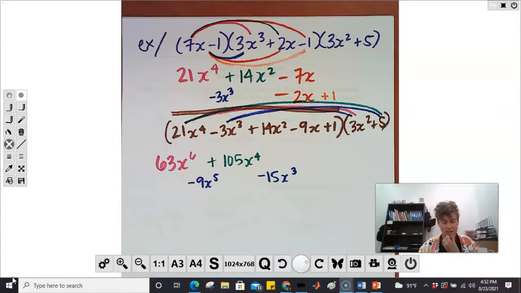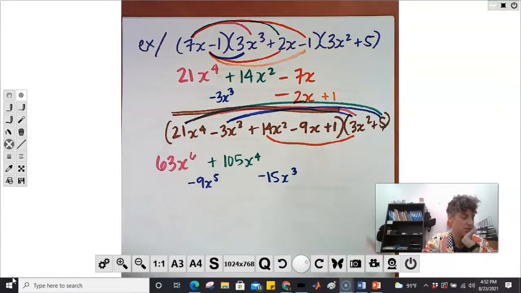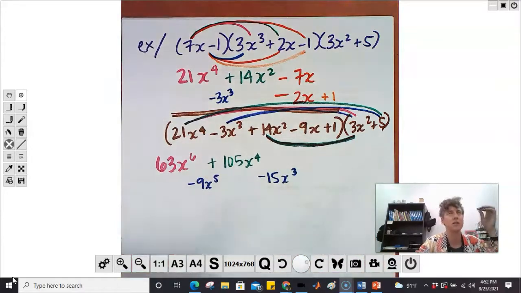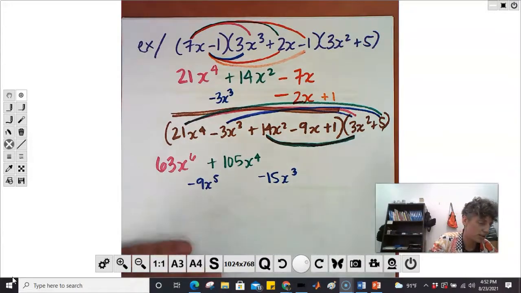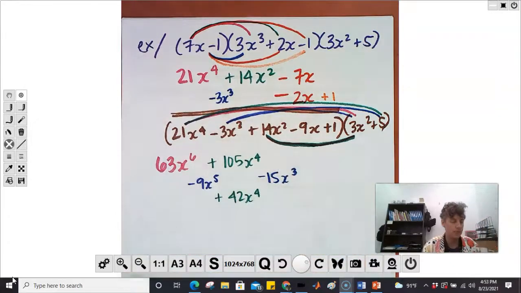Moving right along. I feel like I'm going to have to reuse some colors, and that will be okay. 14x squared times 3x squared is going to be x to the fourth. Oh, I should have used green. No matter, I can color over it. What's 14 times 3? 3 times 4 is 12, carry the 1. 3 times 1 is 3, plus the 1, 4. So 42. That sounds right. So that's 42x to the fourth.